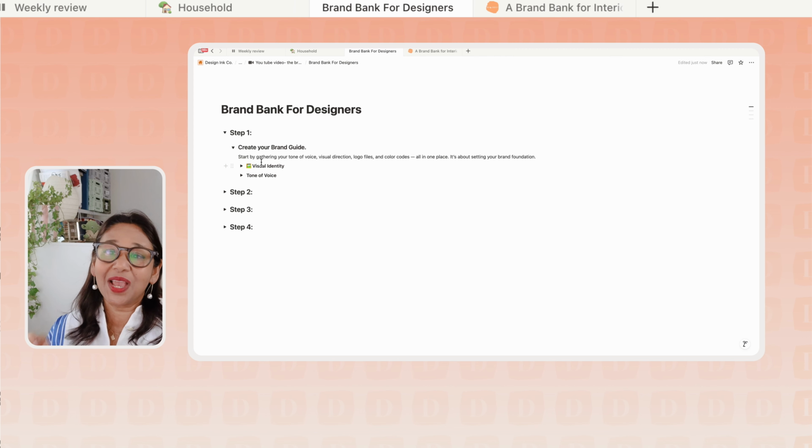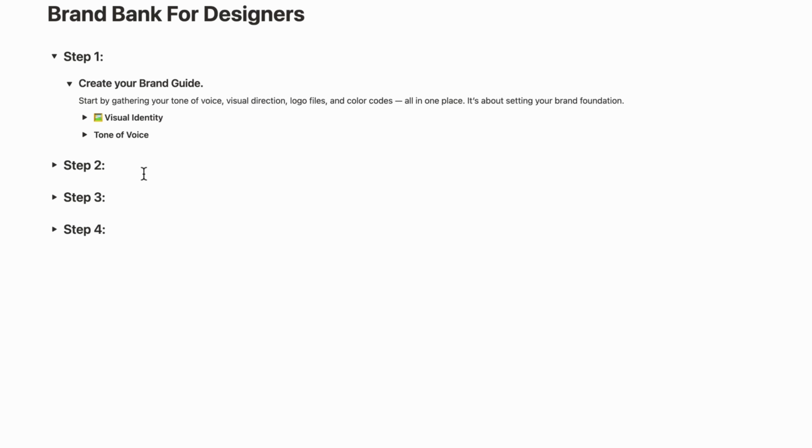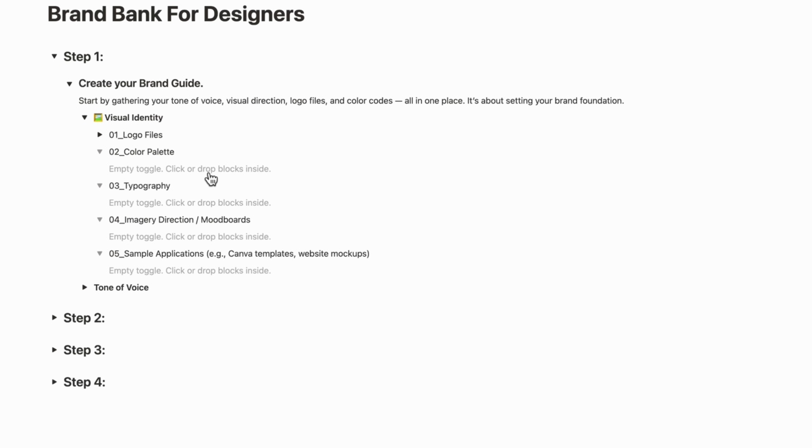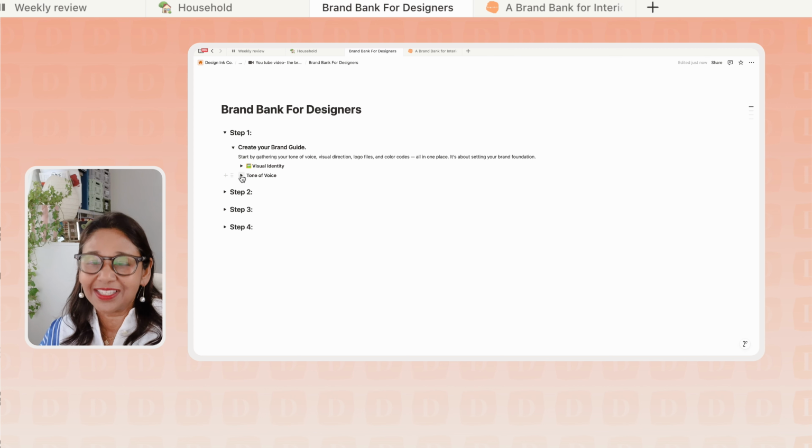And it contains 2 elements. The first one being the visual identity. So this includes things like your logo file, your color palette, your typography, your image direction and mood boards and sample applications. And then the second element is our voice identity.